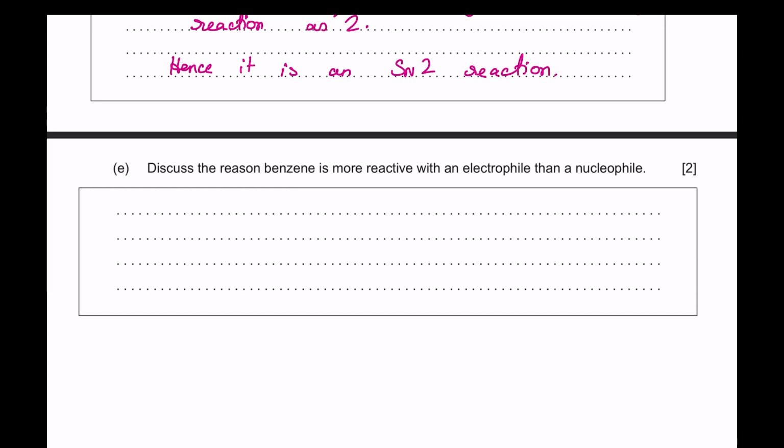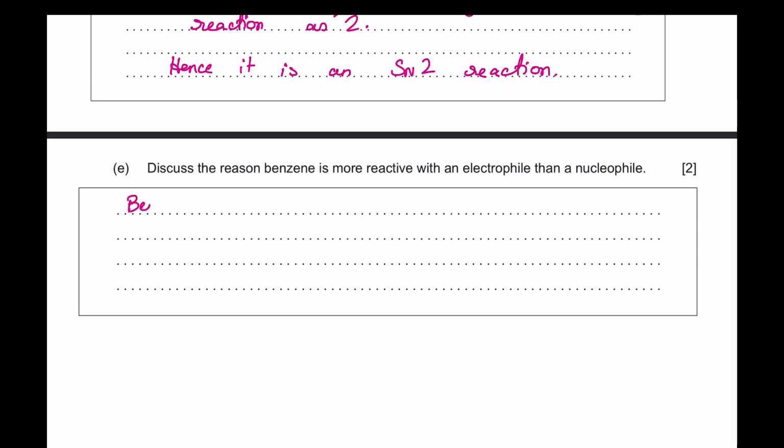As it has a big electron density, obviously electrophiles are basically compounds which are attracted to electrons, or attracted to negative charge. So benzene having such a high electron density will obviously attract electrophiles more than nucleophiles. What are nucleophiles? Nucleophiles are again those compounds which are attracted to positive charge. Obviously benzene has more negative charge as compared to positive charge, so electrophiles will be attracted more towards this benzene.